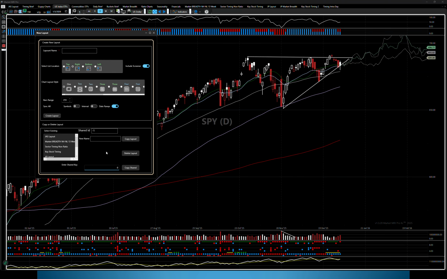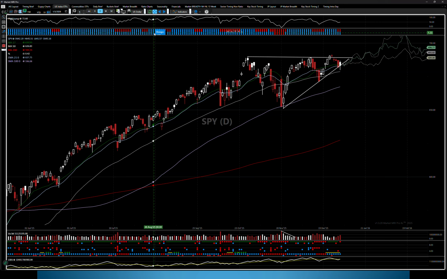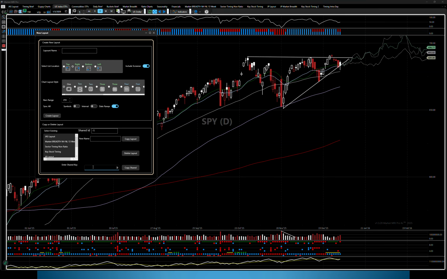So let us get out and see if it shows up. I think I did it. There's a lot in that one, so it may take a while, or maybe it won't because I got the same name. But basically, that's how you import something: you copy that number, put it into the new layout, enter shared key, and then hit copy shared. I didn't do that. And then it will build it up here.